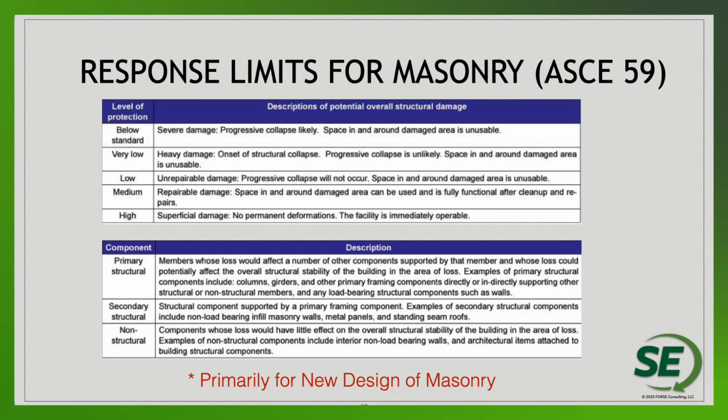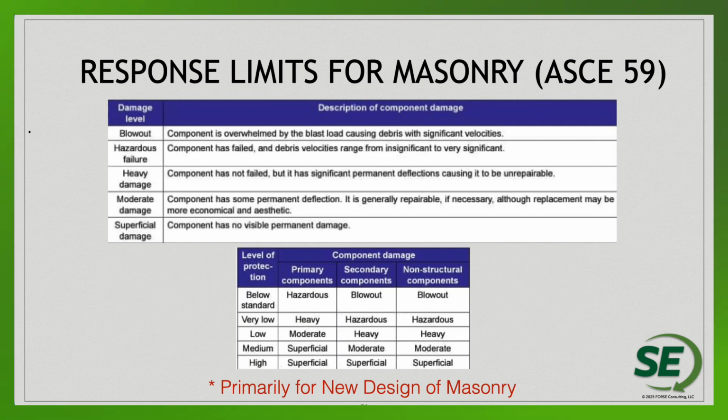So they're primarily intended for new masonry design under blast loads. And for reinforced CMU, we compare the SDOF calculated ductility and rotation to these boundaries to determine whether the wall falls into low, medium, or high damage categories. These two tables in the slide provide definitions on the acceptable level of damage and the structural member classification, followed by the next slide, which continues the description of the ASCE 59 performance curves.